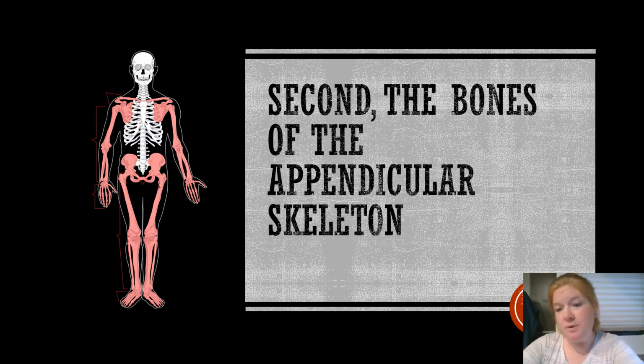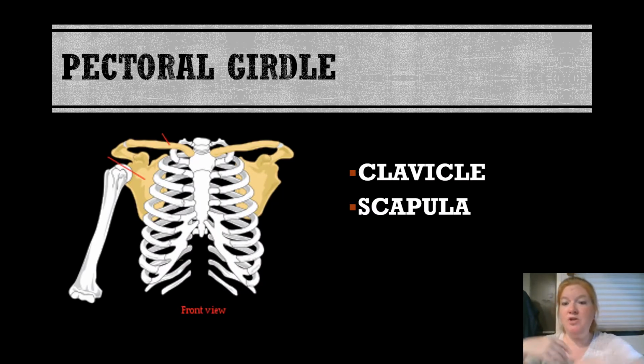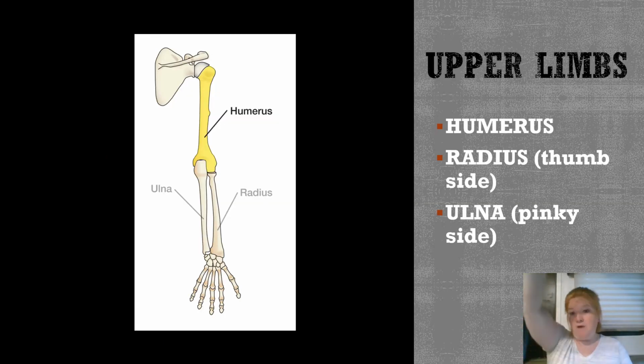Second, we're going to cover the bones of the appendicular skeleton. So we have the pectoral girdle. Okay, that's your shoulder girdle. Your clavicle, your collarbone, your scapula, your shoulder blade. Then we have upper limbs, okay, your arm.